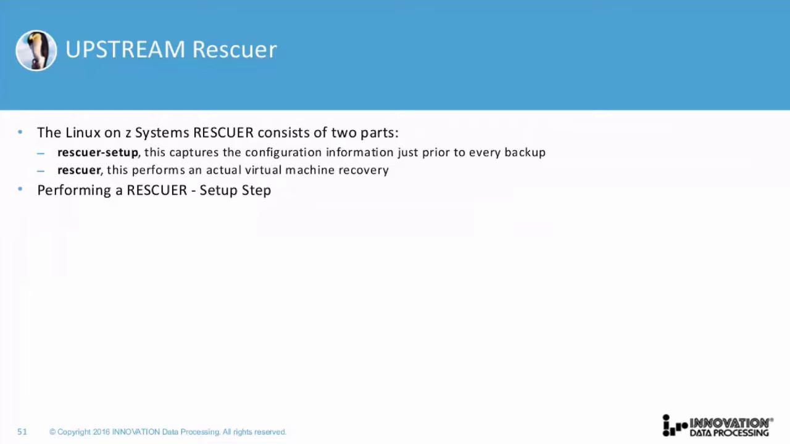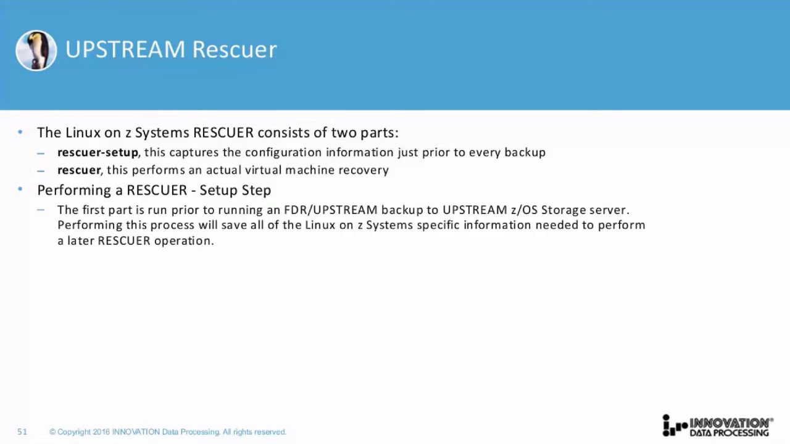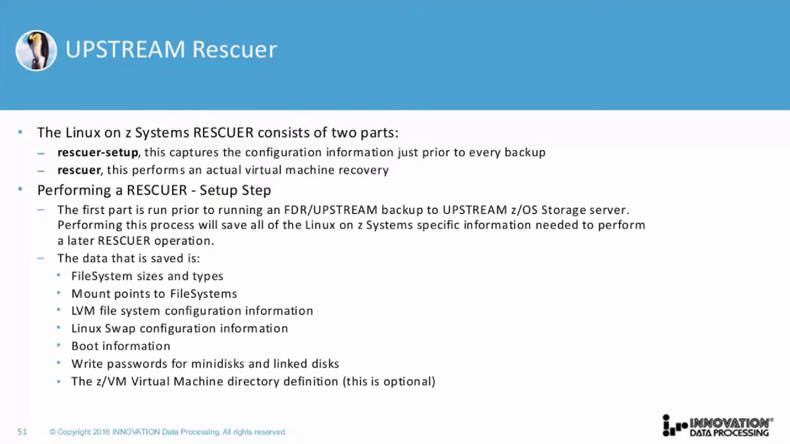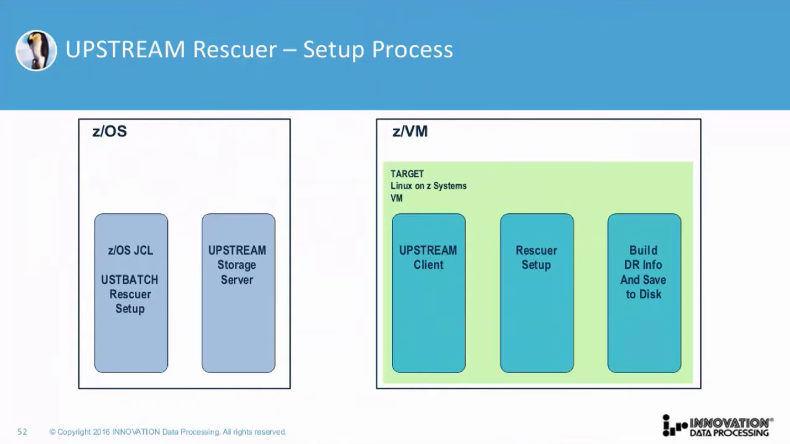The rescuer is 2 parts, the setup and then the rescue. You do the setup daily and the rescue only when you need to do the rescue. And like I said, you run the rescuer setup once every day and it's quick. And this is the data that is captured: file system sizes and types, mount points to file systems, LVM, file system config info, Linux swap config, boot information, write passwords for minidisk and linkdisk, and the information gotten from domains. Okay, so Ed's going to then take us through this process.